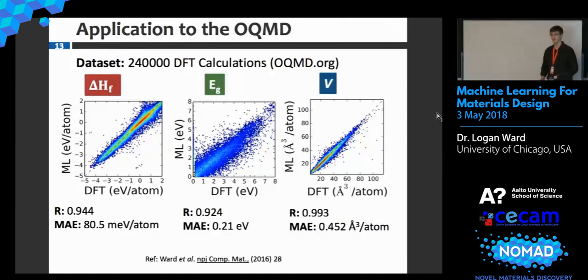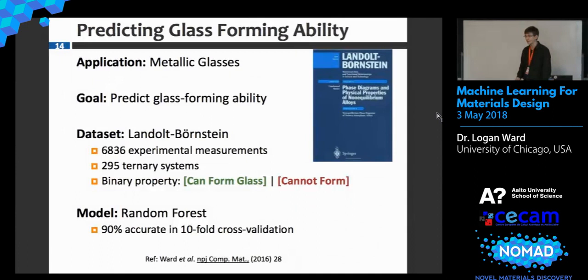Now, to show something completely different where we don't use DFT data about crystalline structures, I'll talk a little bit about metallic glasses. I'll be diving into more detail about metallic glasses later in the talk, but one of their key challenges is it's difficult to identify which alloys can form a metallic glass. Now, provided 7,000 experimental measurements taken from a Landolt-Börnstein handbook, we built a model that predicts a simple property. Given this composition, can we form a metallic glass or not? And this random forest model yields an accuracy of about 90%. Again, this is better than random.